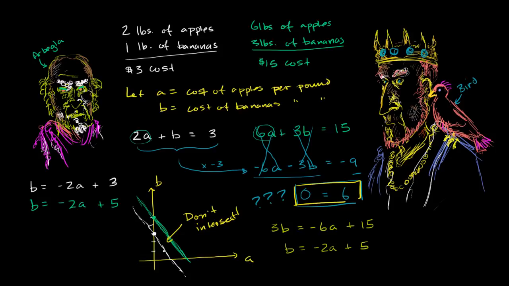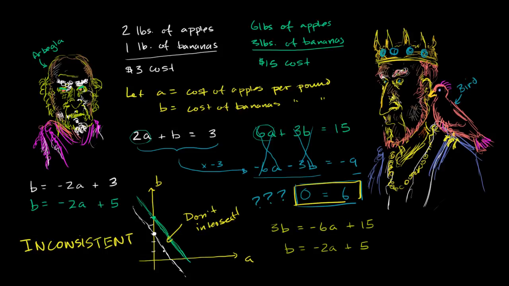And so something gets into your brain. You realize that Arbeigla is trying to stump you. And you say, Arbeigla, you have given me inconsistent information. This is an inconsistent system of equations. Inconsistent happens to be the word that is sometimes used to refer to a system that has no solutions, where the lines do not intersect. And therefore, this information is incorrect.